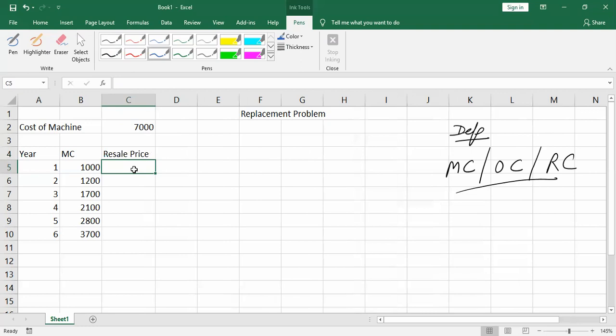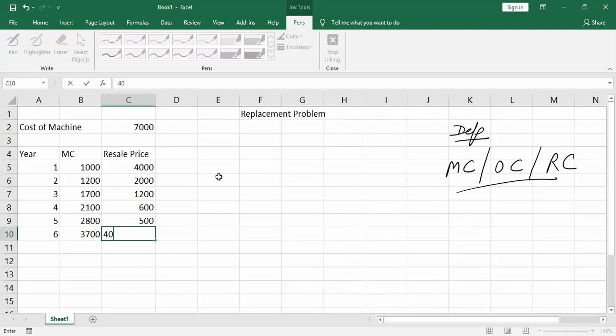At the end of the first year, the resale price of that machine is 4,000 rupees. That means if you want to sell this machine after 1 year, you will get only 4,000 rupees, although the machine was 7,000 rupees. The remaining 3,000 is basically depreciation. If you sell it after 2 years, you will get only 2,000 rupees. After 3 years, you will get only 1,200 rupees, 600 rupees after 4 years, 500 rupees after the fifth year, and 400 rupees after the sixth year. This is the resale price.